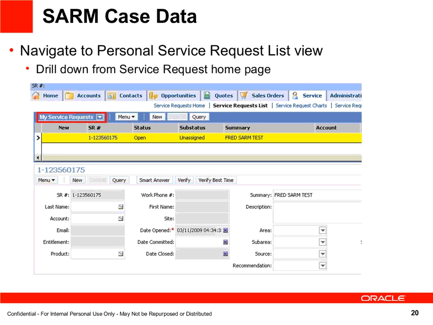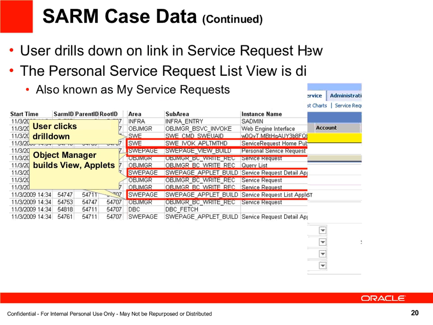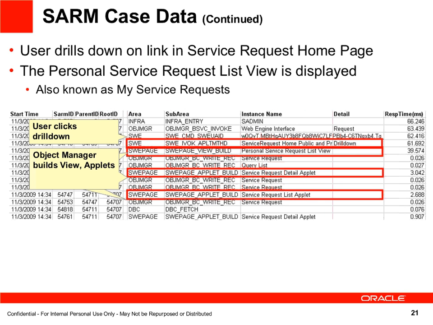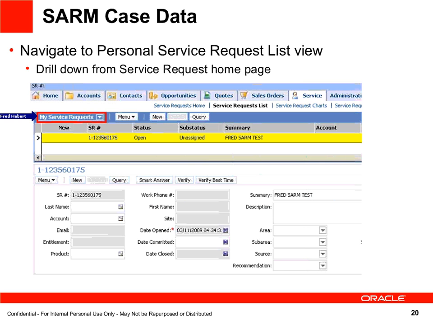And so what we've got here, I'm just going to navigate over to the personal service request list view, or the My Service Request view. Then I'm going to drill down on a record, and then I'm going to create a new record. And so we'll start out with our SARM case data over here. The user drills down on the link on the service request homepage, and it brings them over to the personal service request list view, or you and I know it as My Service Request.